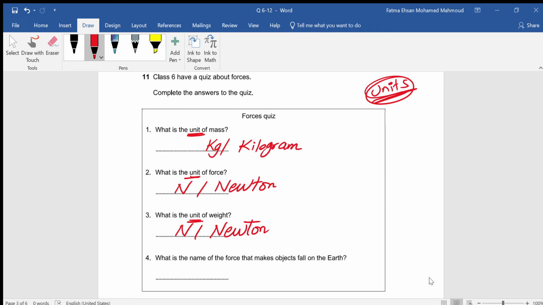What's the name of the force that makes objects fall on the Earth? So what's the attraction force to the center of the Earth? This is called gravity.